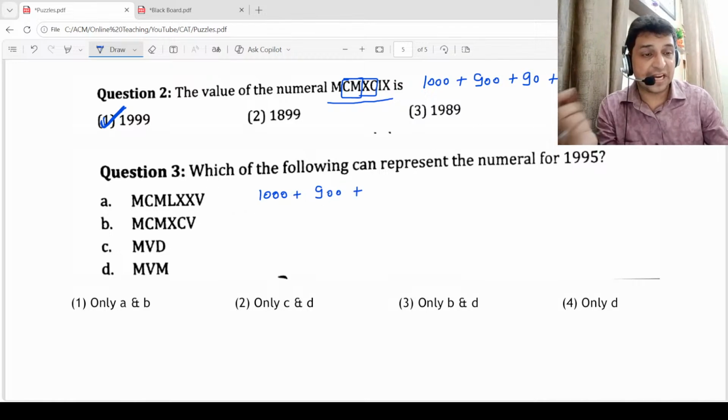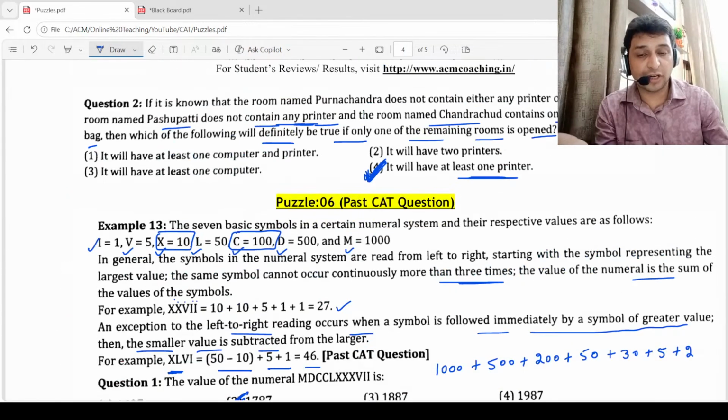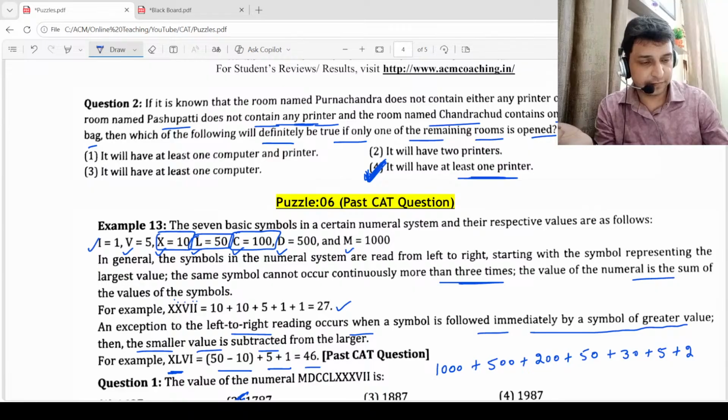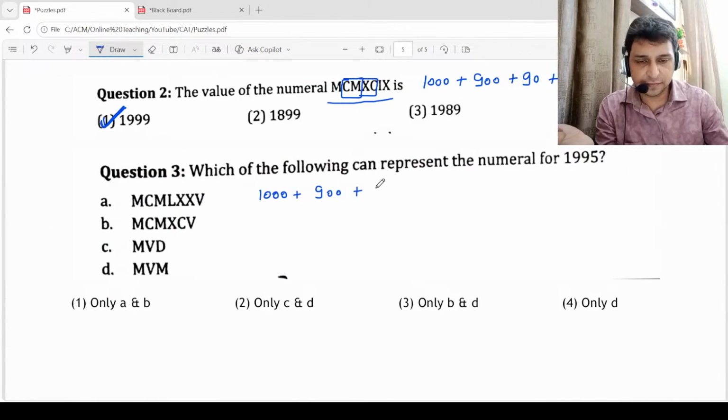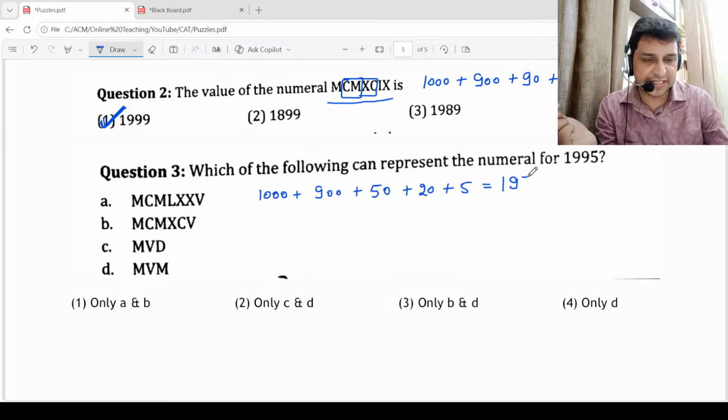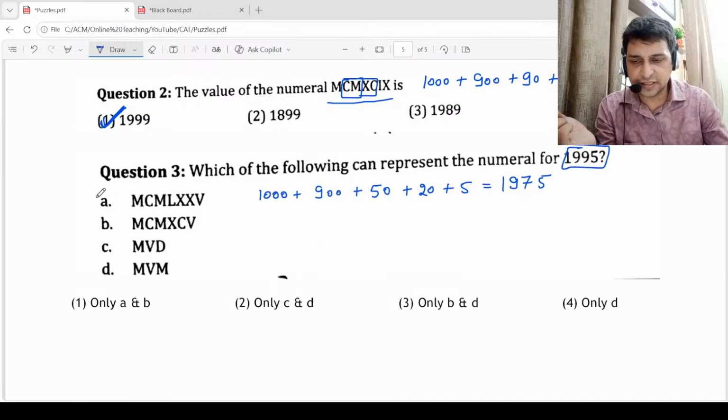Then L. L is 50. Now, if somebody is not aware of Roman numerals, even then they have given it to us in the question itself. Double X, that means 20. V is 5. Now, this comes out to be 1975. But I need 1995. So the first does not give me the answer. That means only A and B is not the answer.